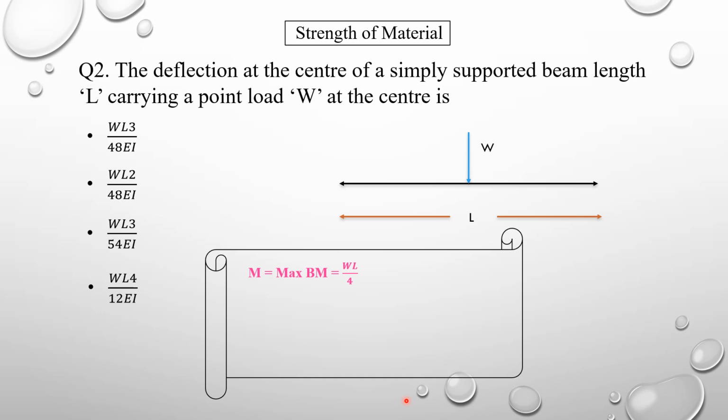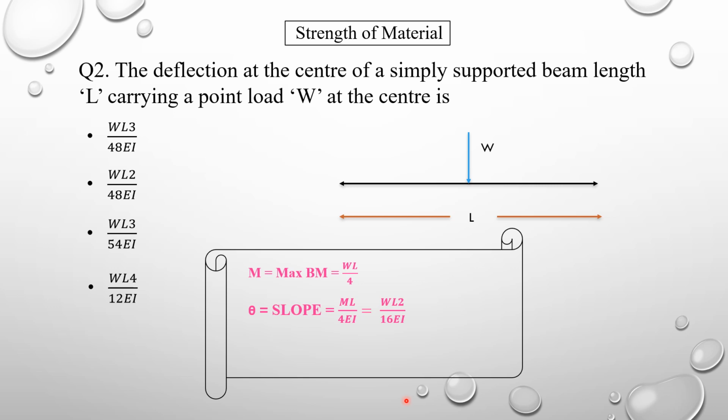Then next, with the help of the maximum bending moment, you can find the slope. The slope is ML by 4EI. These are the different formulas for the slope and deflection. I will provide you a chart of different conditions of beams and loadings. For those different conditions of beam and loading, there are different slopes and deflections. You can go through that chart for all the different conditions.